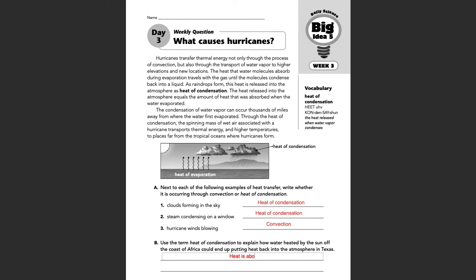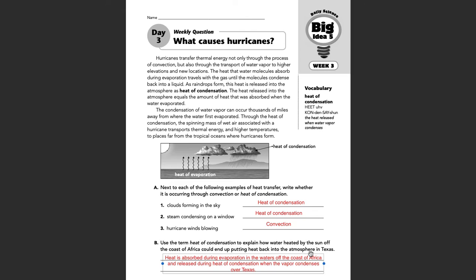Heat is absorbed during evaporation in the waters off the coast of Africa, and released during heat of condensation when the vapor condenses over Texas. Should have something similar.